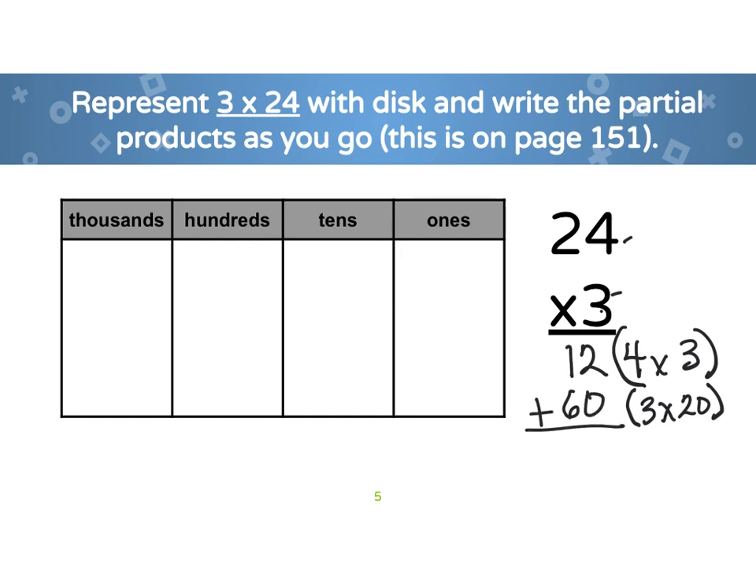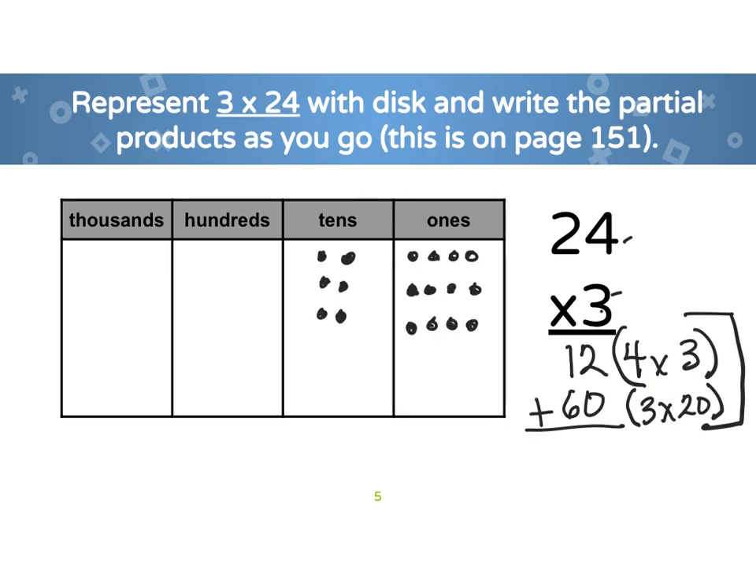Okay, so here I've done my partial product, and now I want to represent that on my place value chart using disk. So first of all, I'm going to say that I have 2 tens and I have 4 ones, but I need to multiply times 3 now. So I'm going to pause the video. You do it on your paper and then check back on the video.